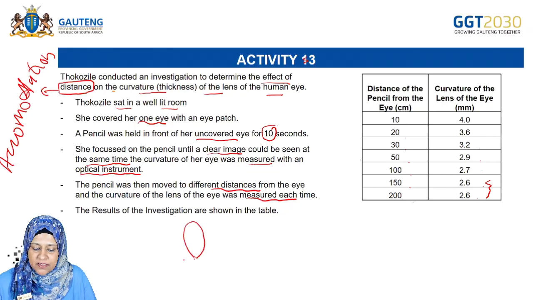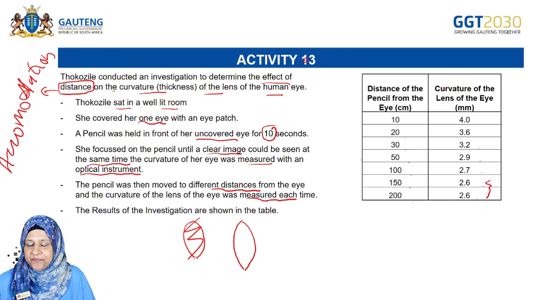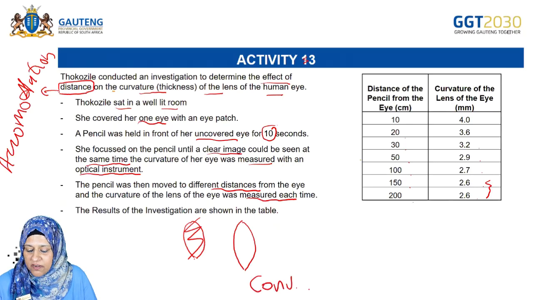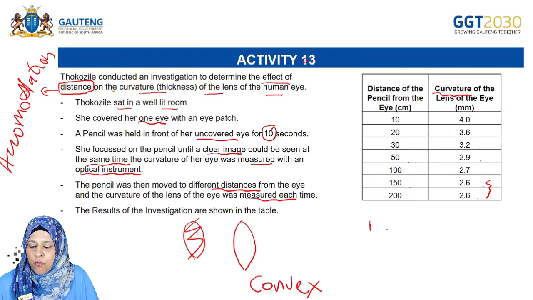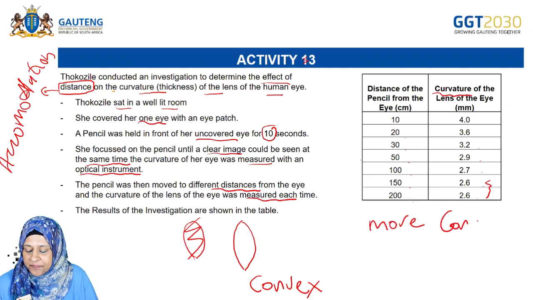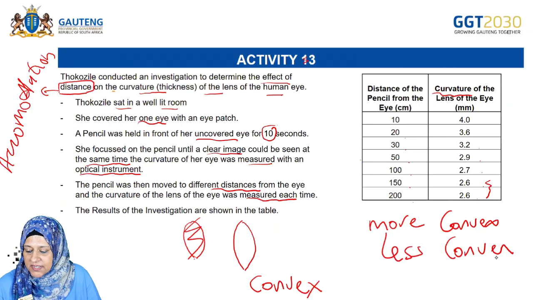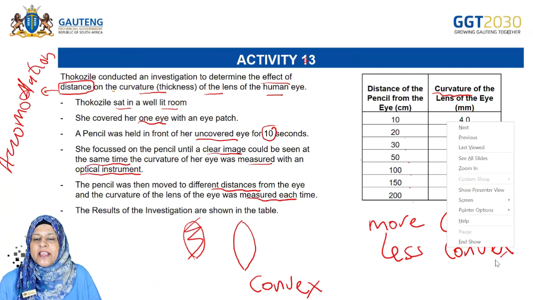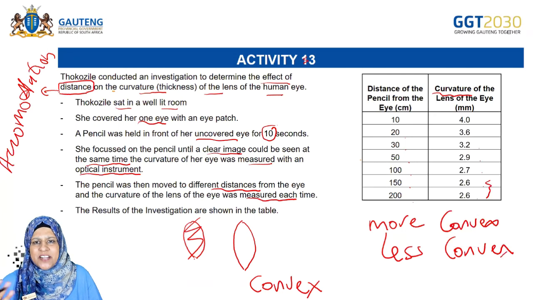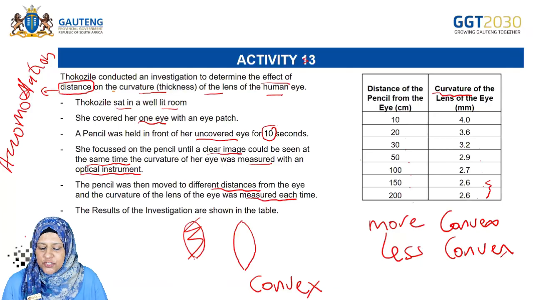I just want you to know, let me just erase that in that way. This is the shape of the lens. The shape of the lens is convex, right? When we're talking about the curvature of the lens, you need to state whether it becomes more convex or less convex. This is very important because the shape is convex. Please don't use words like fatter and rounder. That's wrong, okay? You must use the words more convex or less convex.